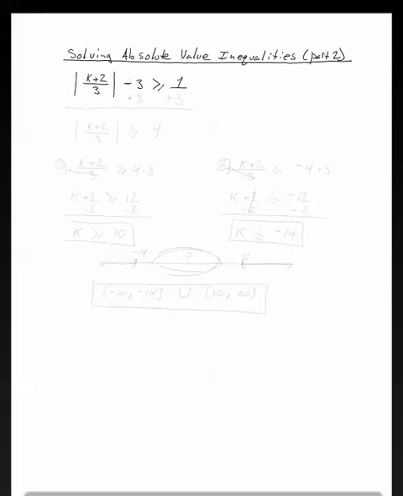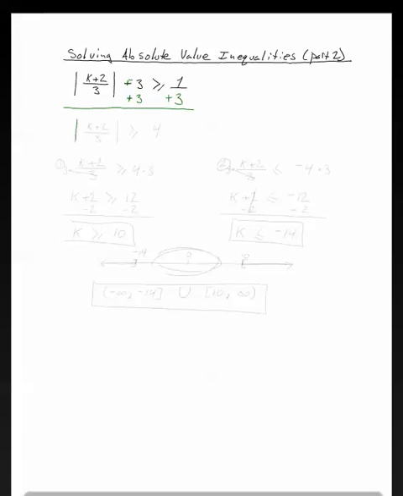Solving absolute value inequalities, part 2. So we know that in order to work with this absolute value inequality, the first thing I have to do is isolate the absolute value, which means the first thing I'm going to do is change my minus 3 to a plus negative 3. And now I know in order to get rid of this term of negative 3, I'm going to have to add 3 to both sides.